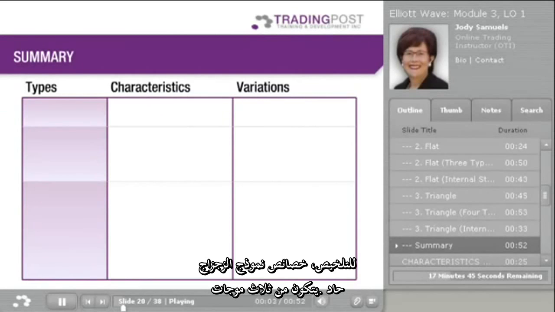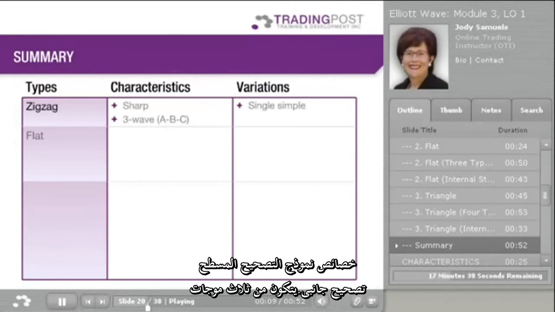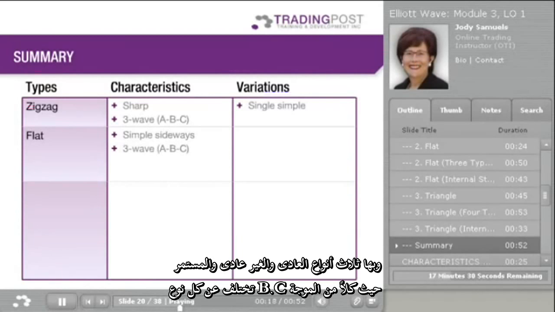To summarize, a zigzag forms a sharp, three-wave ABC corrective move. The flat family is characterized as a simple sideways, three-wave ABC corrective move. It has three variations: regular, irregular, or running, with the B and C legs varying with each variation.